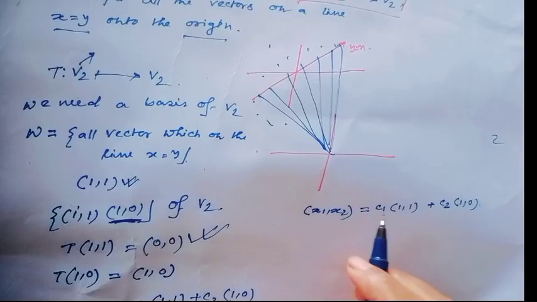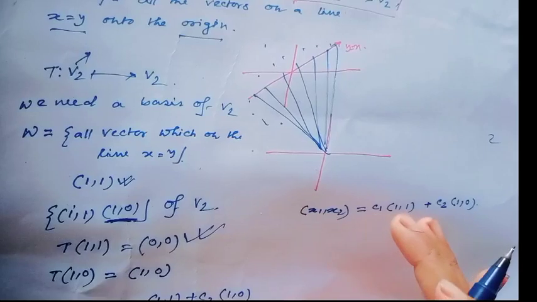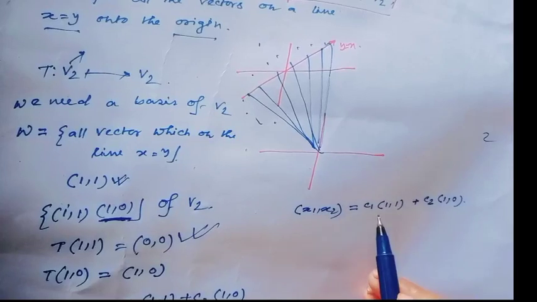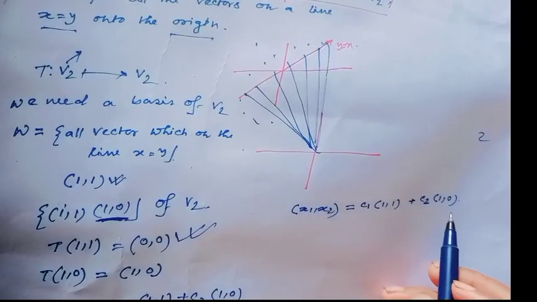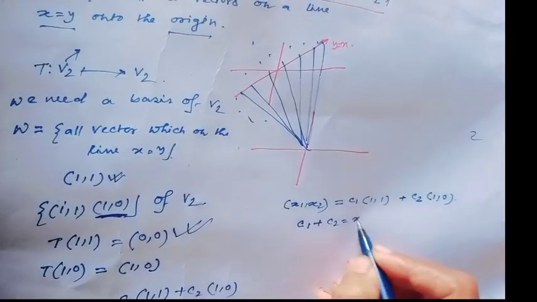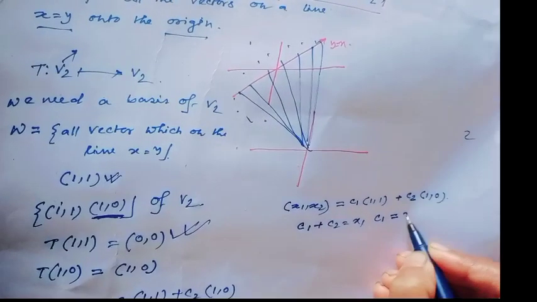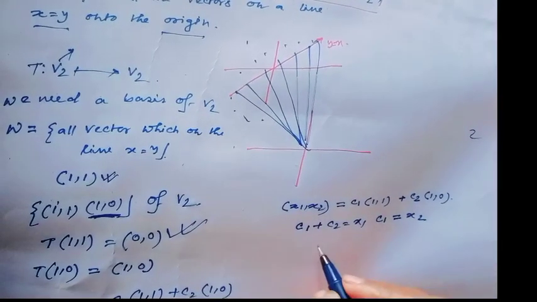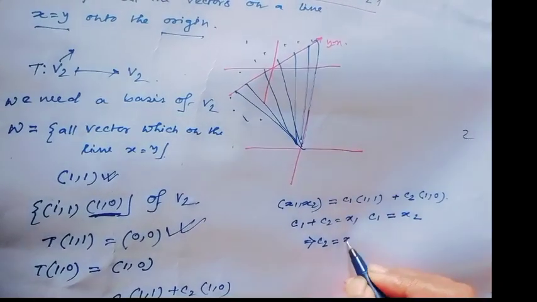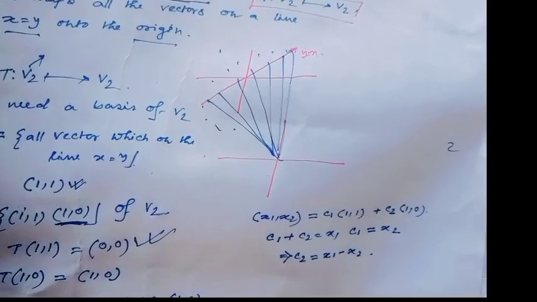Therefore, since this is a basis of V2, similar to before, we can write any vector. Consider (x1, x2) to be an arbitrary vector of V2. We can write this vector as a combination of these two vectors. That means it is C1 (1,1) plus C2 (1,0). That implies C1 plus C2 equal to x1 and C1 equal to x2. So from this, C2 equal to x1 minus x2. Have you understood this process?